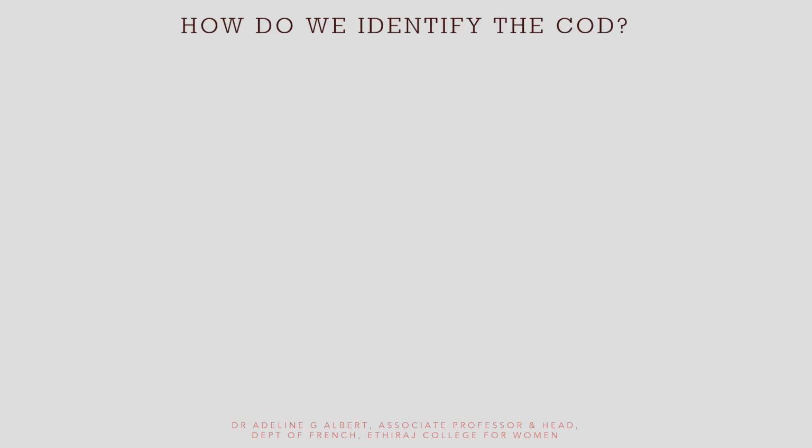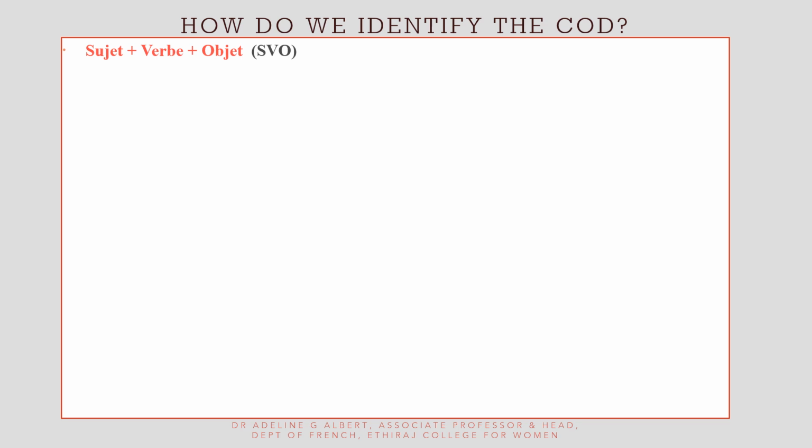So how do we identify the COD? Remember that, subject, action, and then object. Subject, verb, and then object. Verbs are actions, objects are nouns. Subjects are also nouns, but they come in the beginning of a sentence, so you don't have to worry about them. Look at the nouns that come at the end of your sentence.